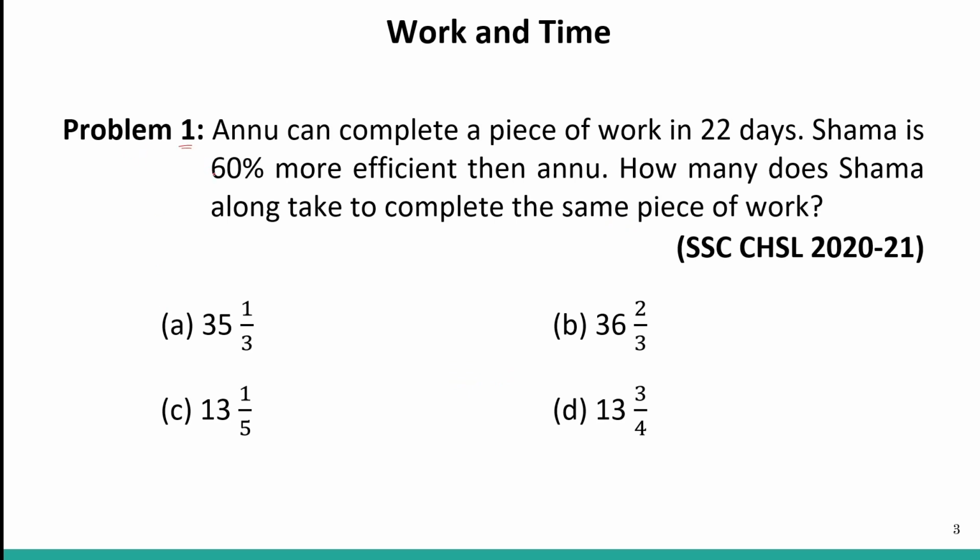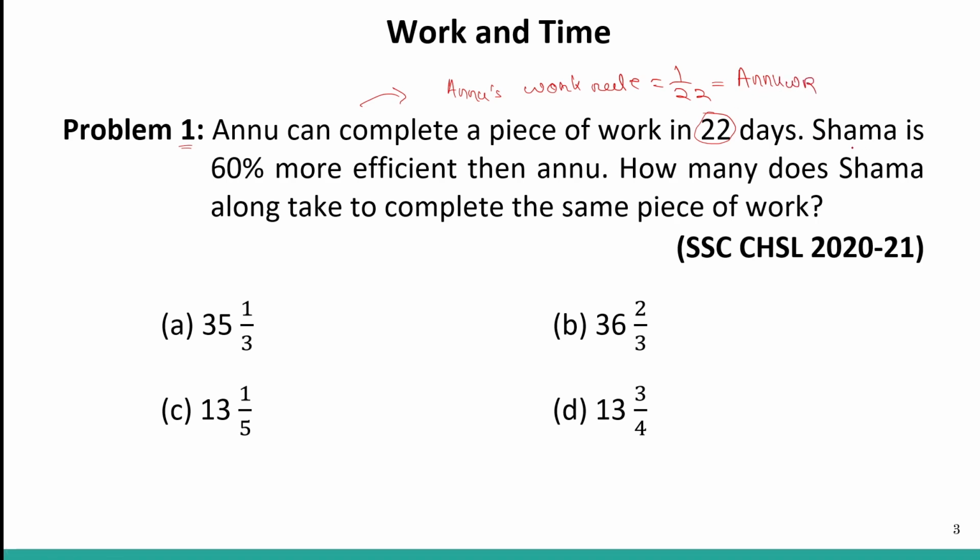Problem number 1 tells us that Anu can complete a piece of work in 22 days. So what can we conclude from this statement? We can conclude that Anu's work rate is equal to 1 by 22. This is the amount of work she completes in one day. We can also denote this as Anu WR, Anu work rate.